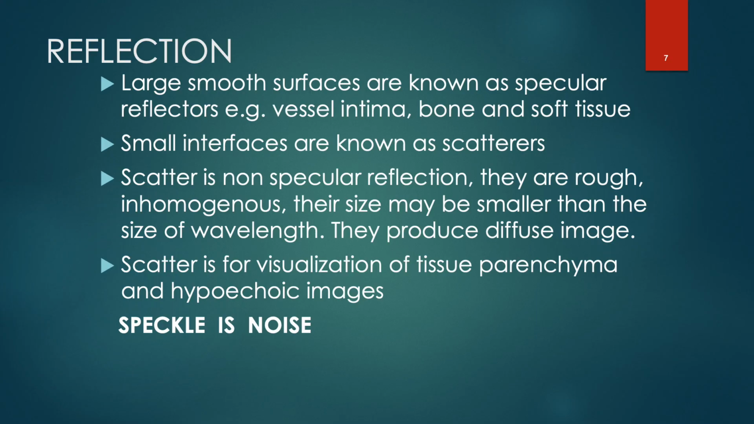The reflection that happens with large, smooth surfaces is known as specular reflection, as we said. What would be examples of that? Vessel intima, pericardium, pleura, diaphragm, bone and soft tissue. Small interfaces are known as scatterers. And we said if we have interference after scattering with the rough surfaces, that will create speckle, which is noise that makes your image look grainy.